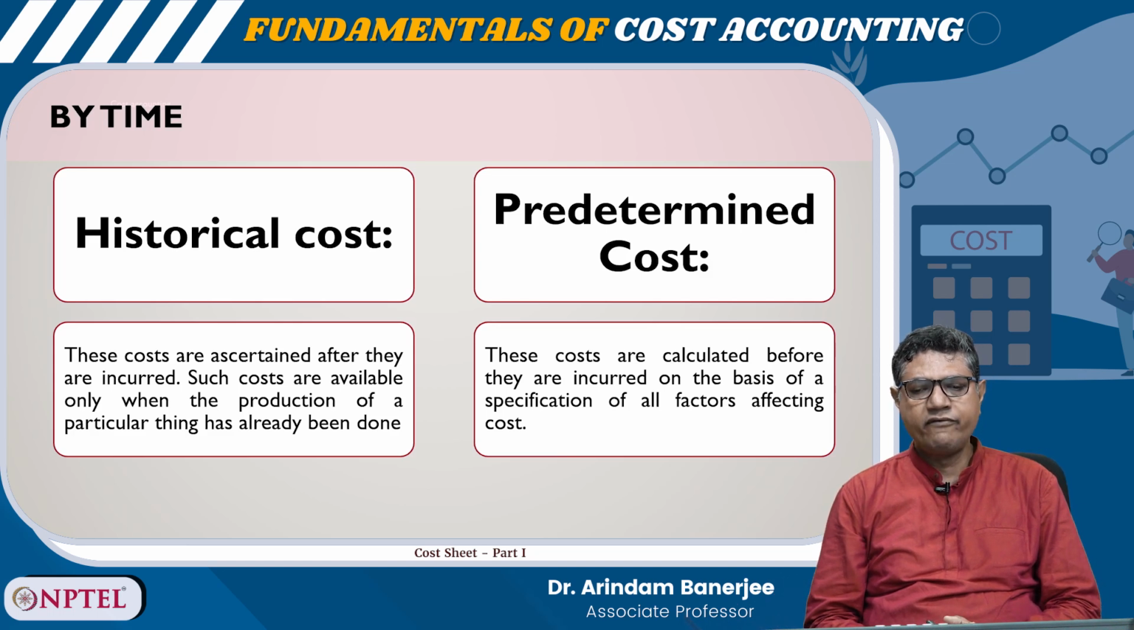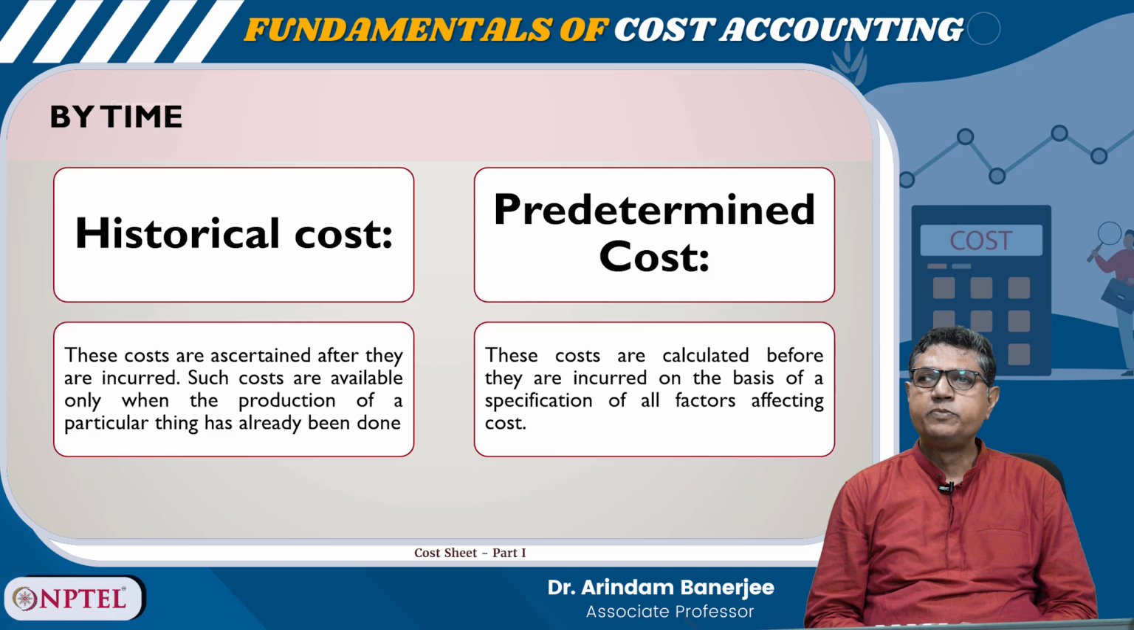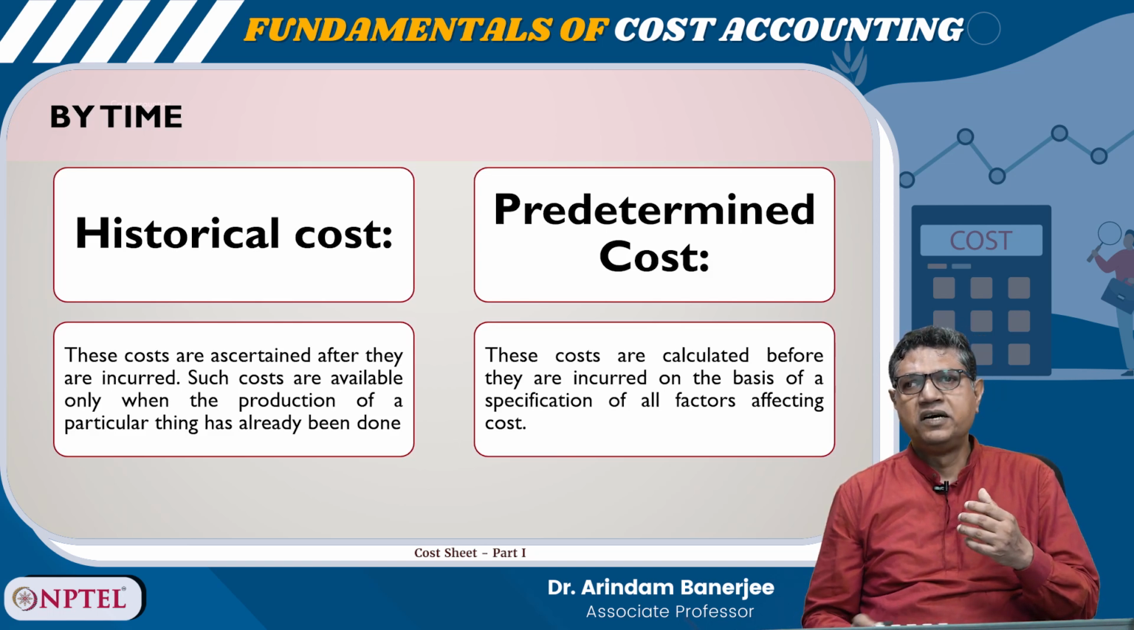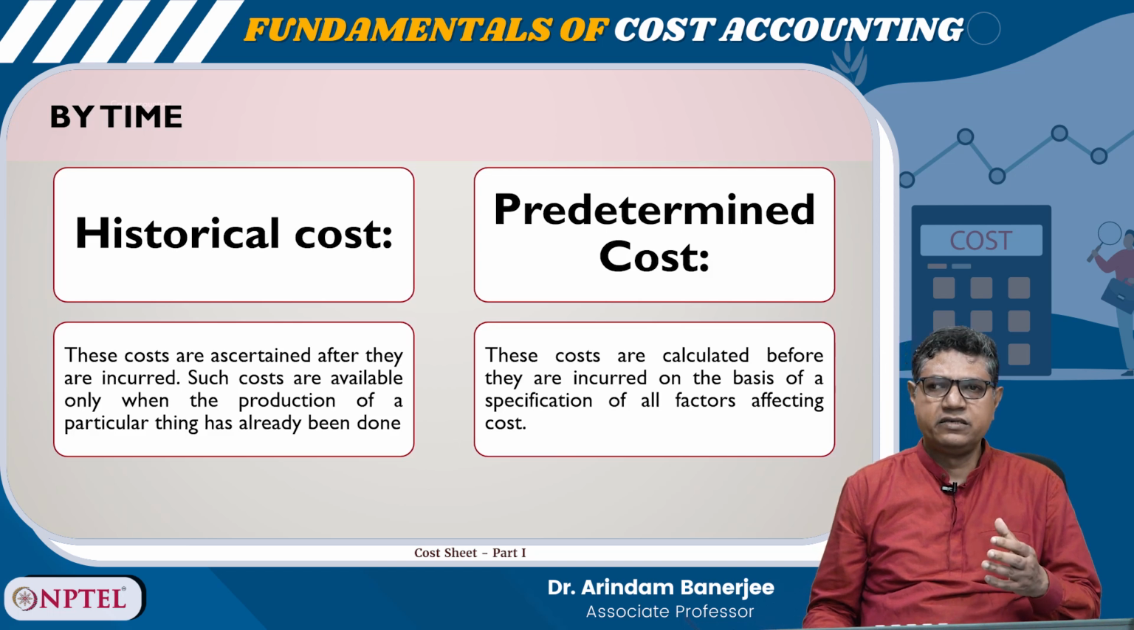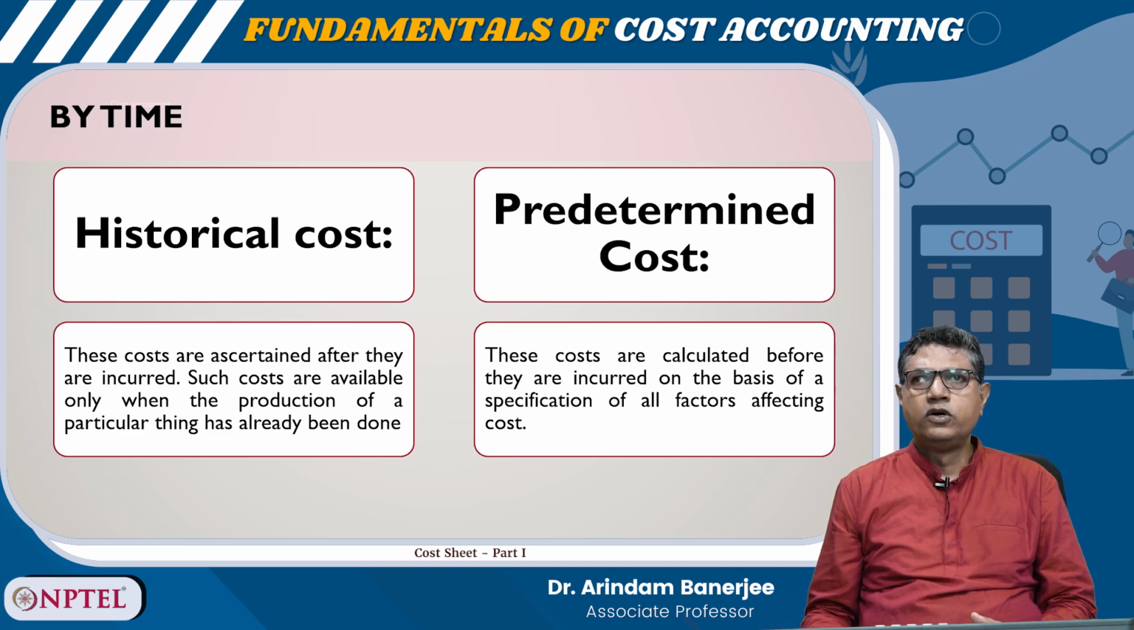Such costs are available only when the production of a particular thing has already been done, right? So these are historical costs, these are ascertained, already been incurred. Predetermined cost, these costs are calculated before they are incurred on the basis of specification of all factors affecting cost. That is, it is kind of futuristic in nature, right? So this is the classification by time.